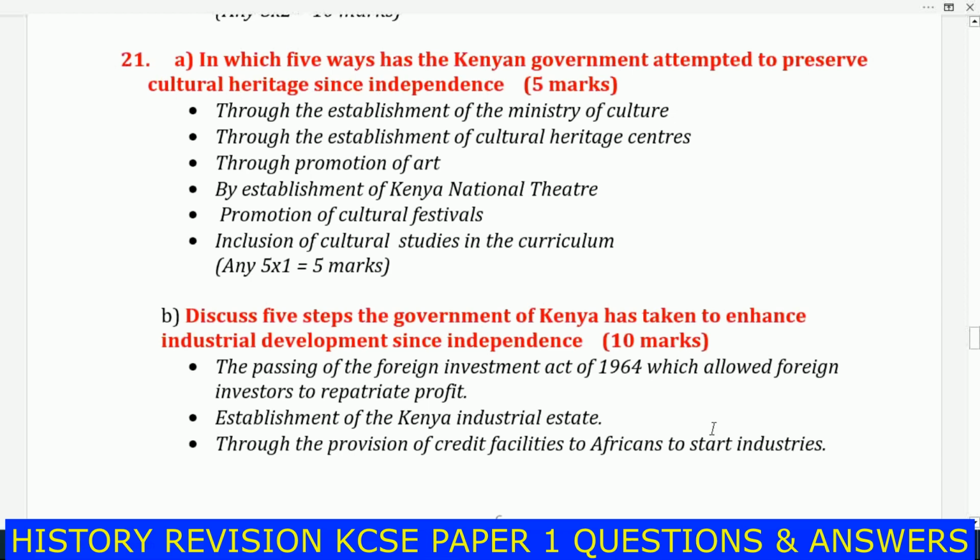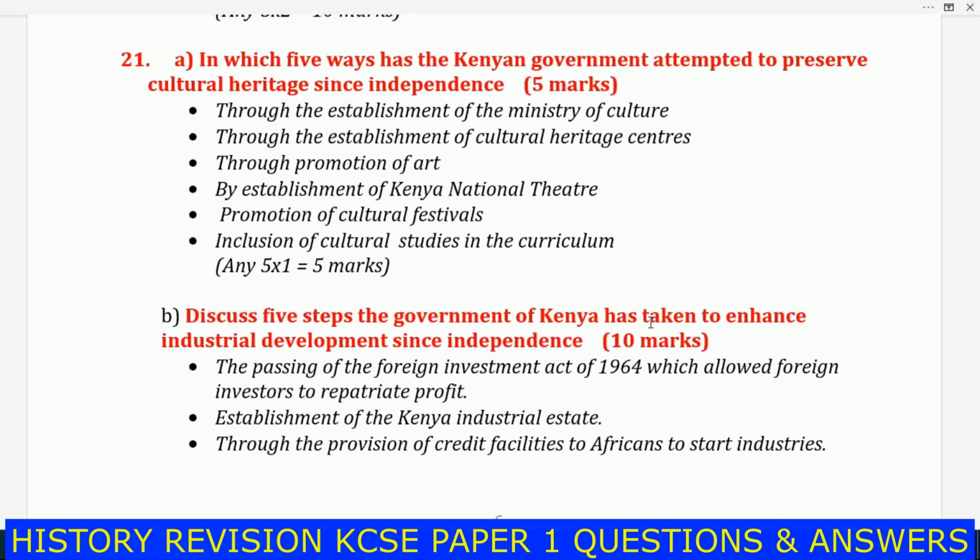Go to question number 21. In which 5 ways has the Kenyan government attempted to preserve cultural heritage since independence? This one is from Form 4 work, where we look at the political, social and economic development and challenges in Kenya since independence. So in which 5 ways has the Kenyan government attempted to preserve the cultural heritage since independence?